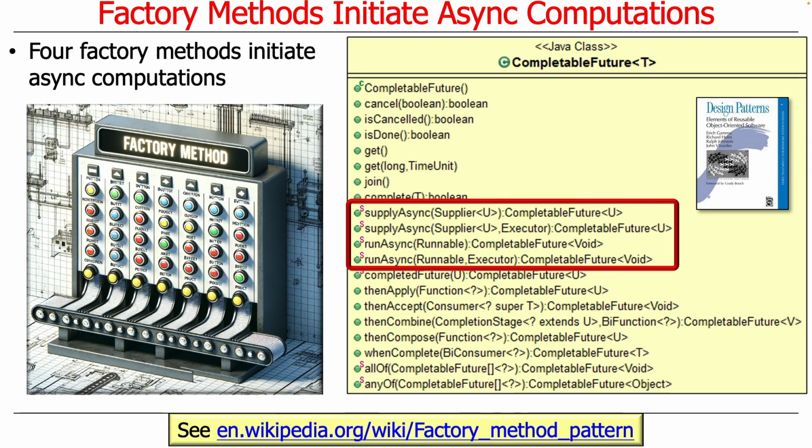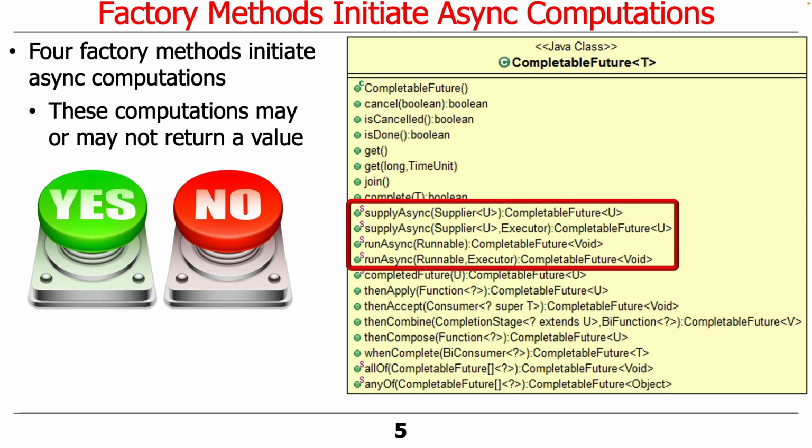So factory methods are used to initiate asynchronous computations. And I actually asked ChatGPT to generate me a diagram that showed factory methods, and that's what it came up with. I guess it's kind of cool. You can push buttons and make stuff, kind of like 3D printing or something like that. So this, of course, is based on the factory method pattern that's in the Gang of 4 book.